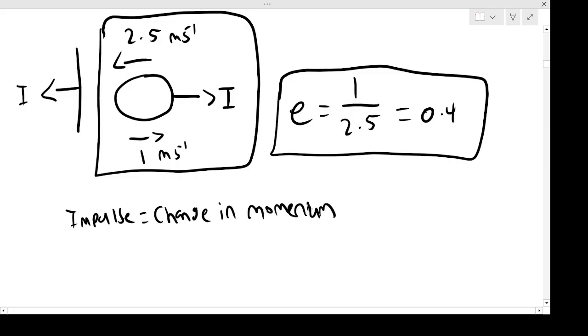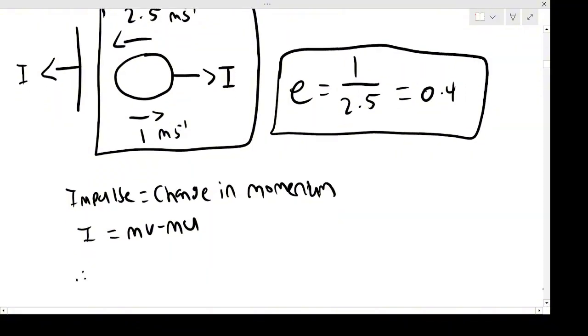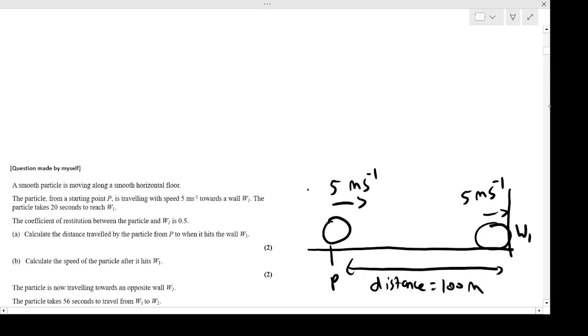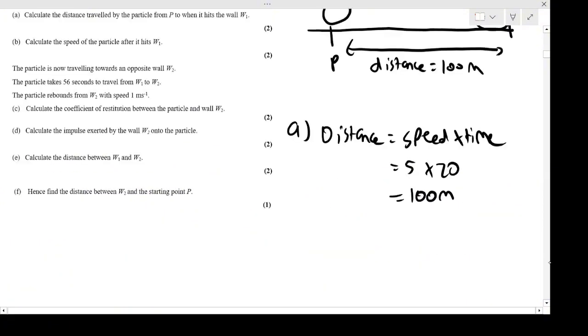So that's going to be I is going to be mv take away mu, okay? Again, that's from chapter 1. So therefore, in this case, the mass. Oh, we're not told the mass. I'm just going to say the mass is 2, okay? I forgot to include that, right? Mass is 2. My apologies.